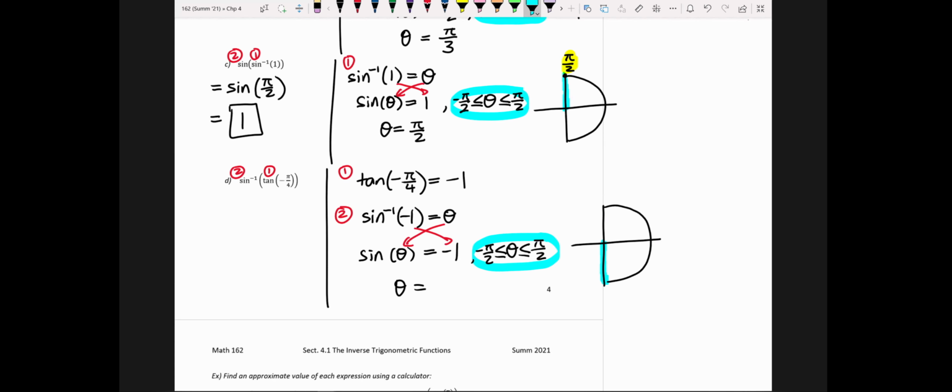So 3 pi over 2 would be coterminal, but in the restriction, that would be negative pi over 2. And so if you answered 3 pi over 2, it would be marked wrong because inverse sine cannot be outside of the range negative pi over 2 to pi over 2. The inverse trig functions do have restrictions.